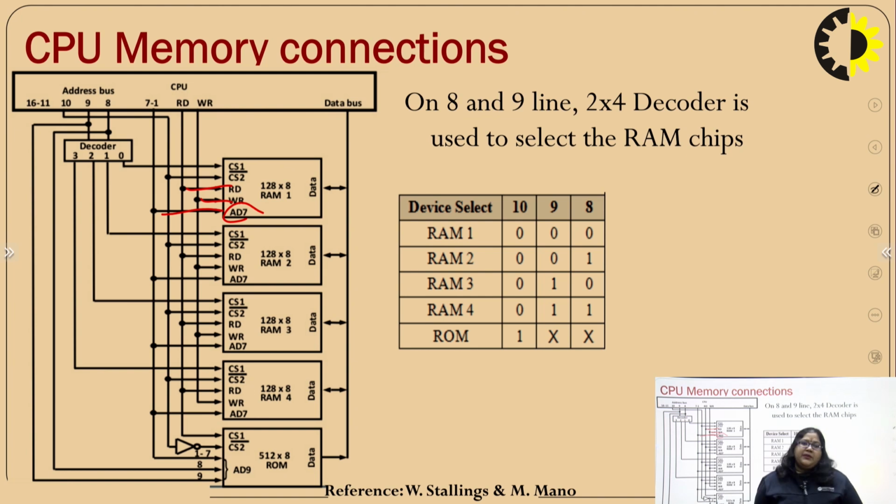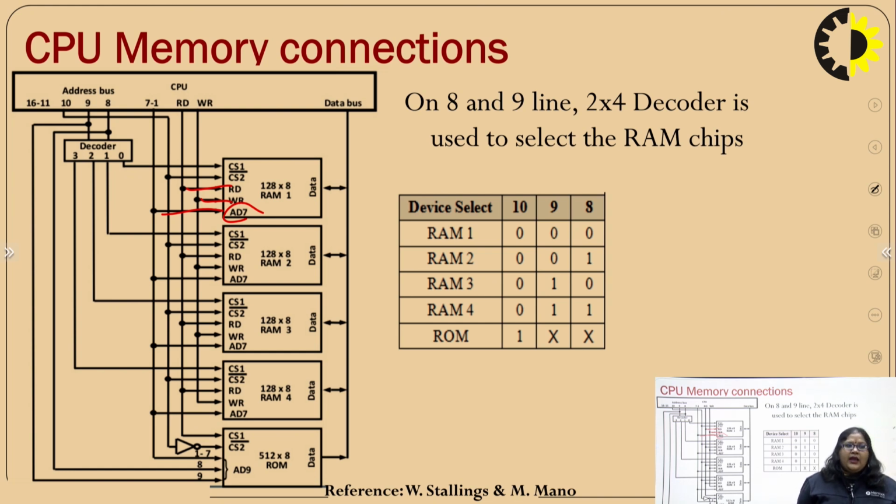But the difference is in the 8th and 9th values, so we use a decoder. What is the size of the decoder? Because this is for 4 RAMs, the outputs are 4, so the inputs are 2, because the size of the decoder is n multiplied by 2 to the power n. So 2 to the power n equals 4.